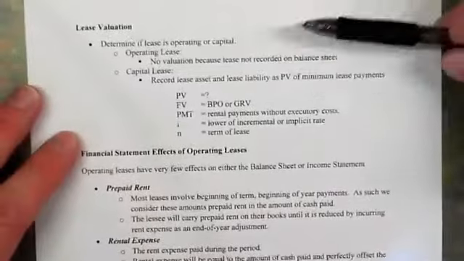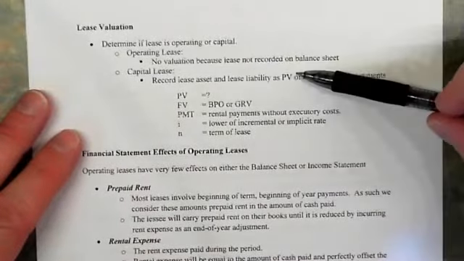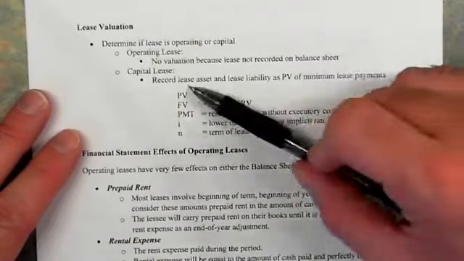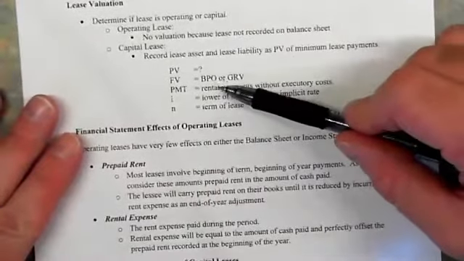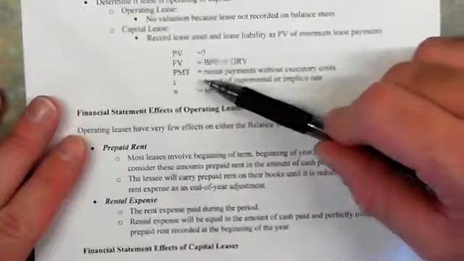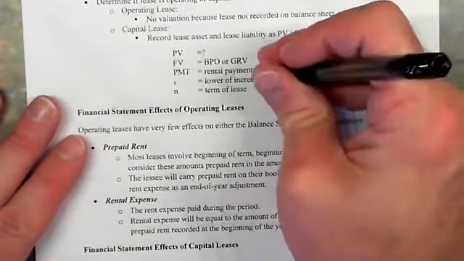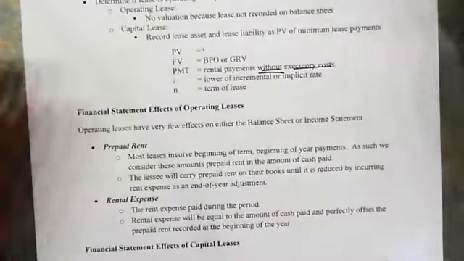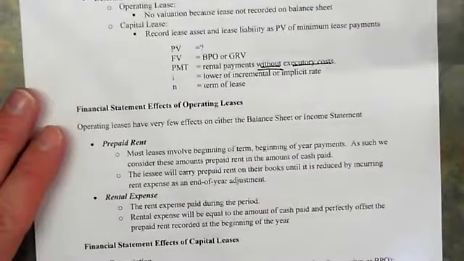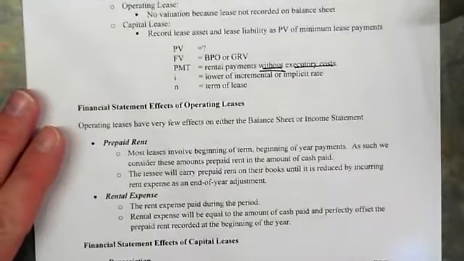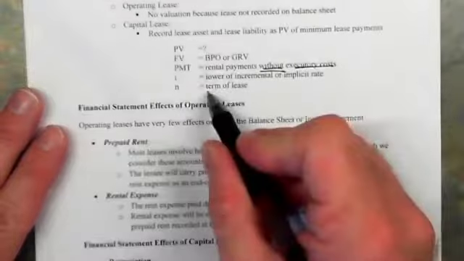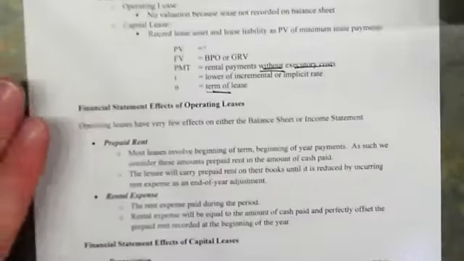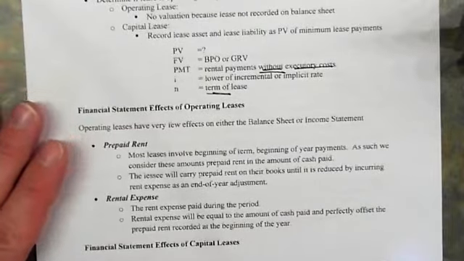Lease valuations. Remember, an operating lease has no valuation because it doesn't need to be recorded on the balance sheet. For a capital lease, it's the present value of the minimum lease payments. So we're looking for a present value, the future value being a BPO or a GRV. The PMT are the rental payments, excluding executory costs. Sometimes those will be wrapped into the rental payments, so we need to back those out prior to capitalizing and finding what the present value is. The I is the lower of the incremental or the implicit rate, and the N is going to be the term of the lease, not the useful life of the asset, but just how long the lease agreement is going on for.